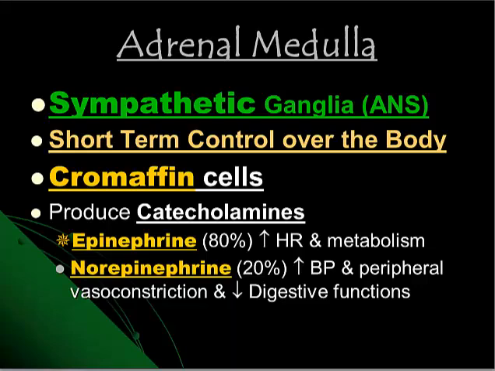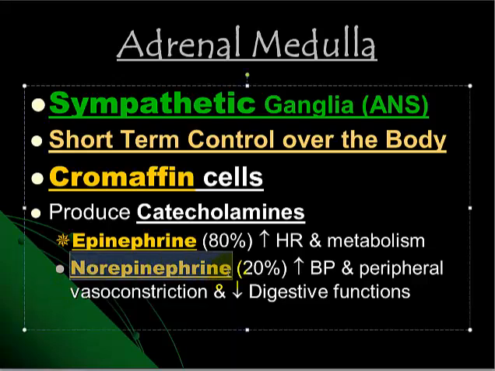And you can see the book is going to say the same thing. There's about an 80-20 relationship between epinephrine and norepinephrine output. Norepinephrine is primarily released by neurons of the sympathetic nervous system, while epinephrine is primarily released by the endocrine gland, or the endocrine portion of the adrenal, known as the adrenal medulla.